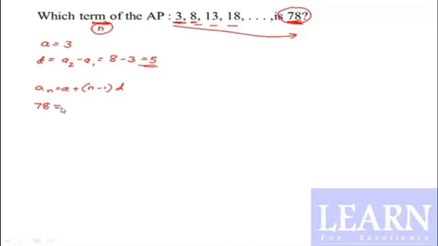So 78 is equal to 3 plus n minus 1 into d. What is the value of d? d is 5. So take this 3 to the other side. 78 minus 3 will be equal to n minus 1 into 5. 78 minus 3, what is the value? 75, which is equal to n minus 1 into 5.